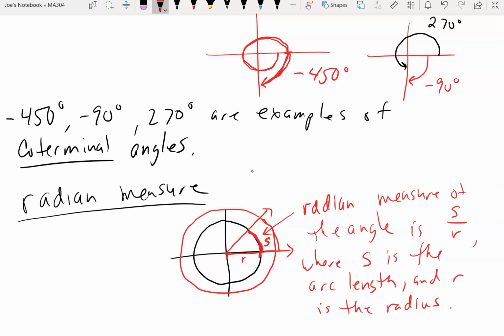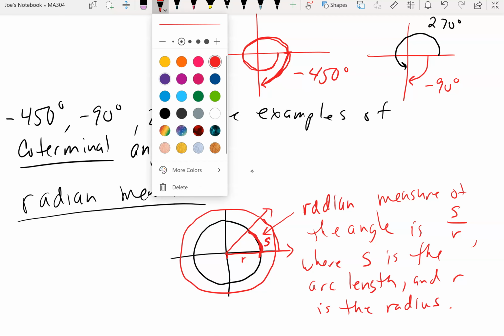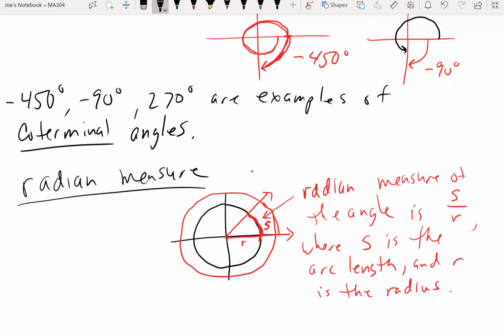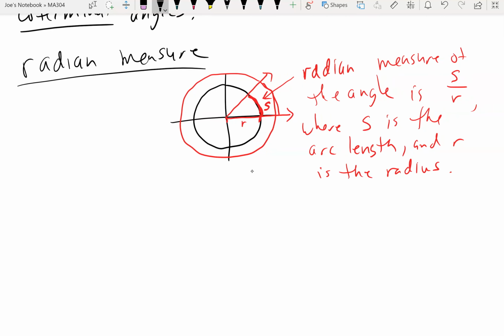Honestly, you don't really need to remember the definition if you understand how it works. So let's talk about how it works. Let's think about that first example where I drew this all the way around. You told me in degrees that was what? 360, right?